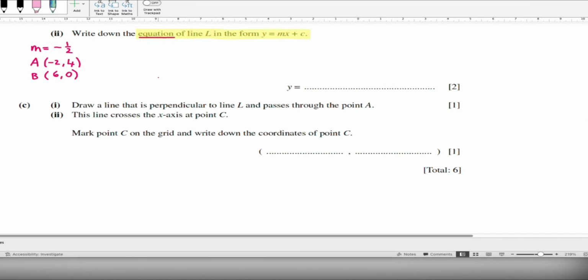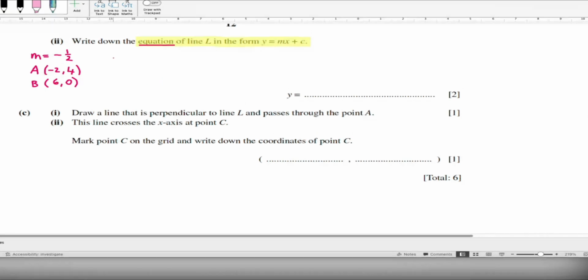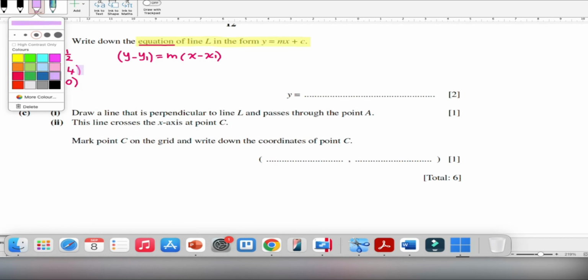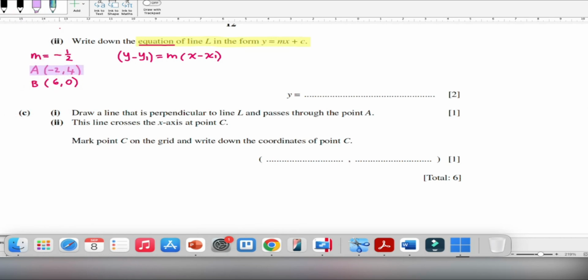So what I'll do is I'll start with this equation right here. y minus y1 equals m multiplied by x minus x1. Now what you can do is you can choose any of the 2 points. You can choose point A or point B. So let's say we choose point A. You can choose point B as well, but let's say you chose point A.